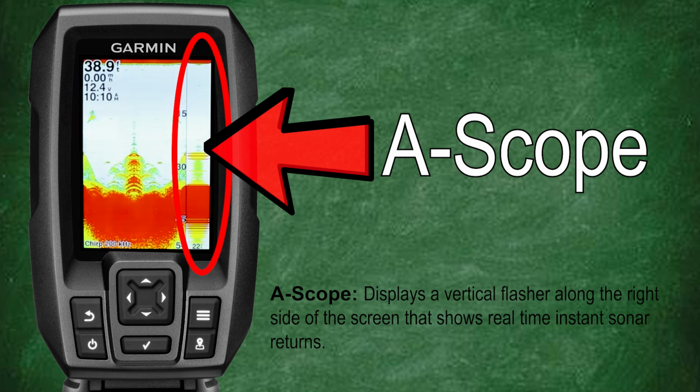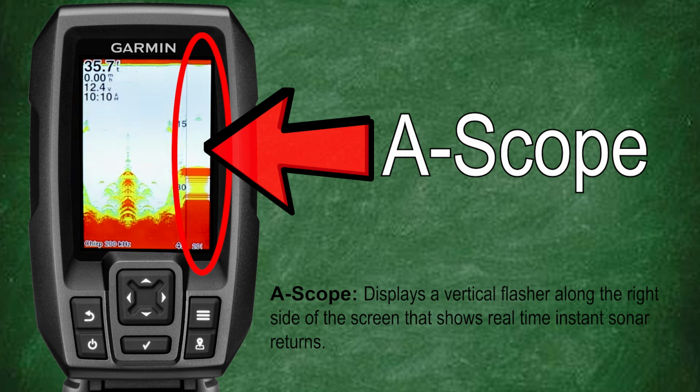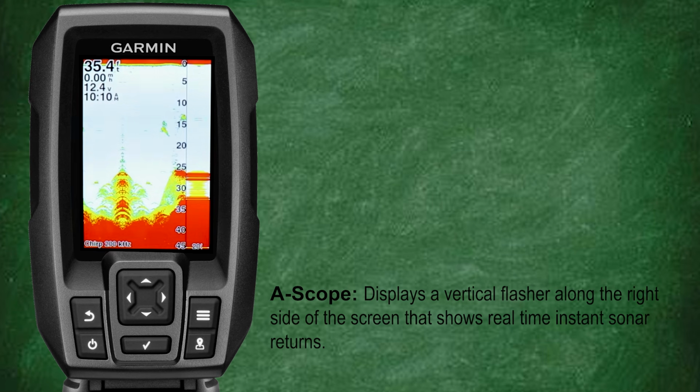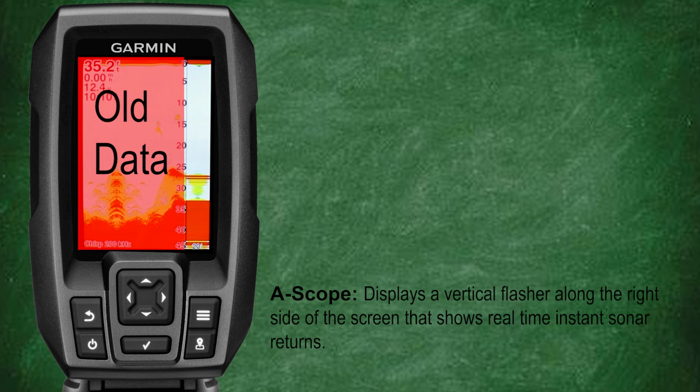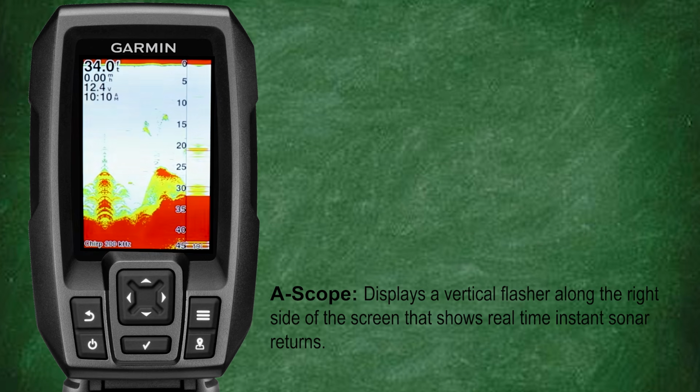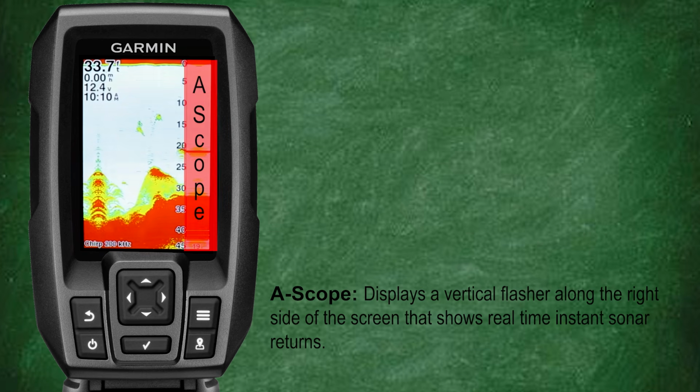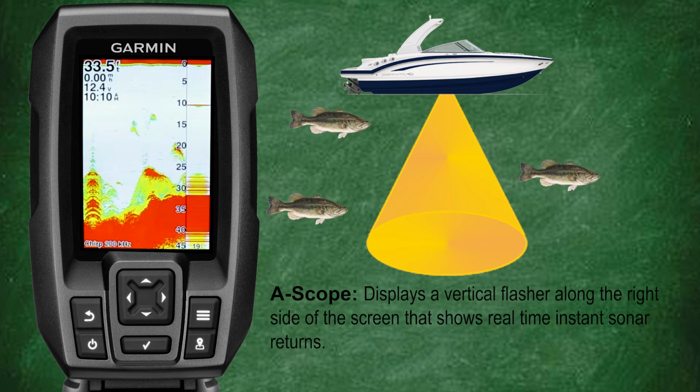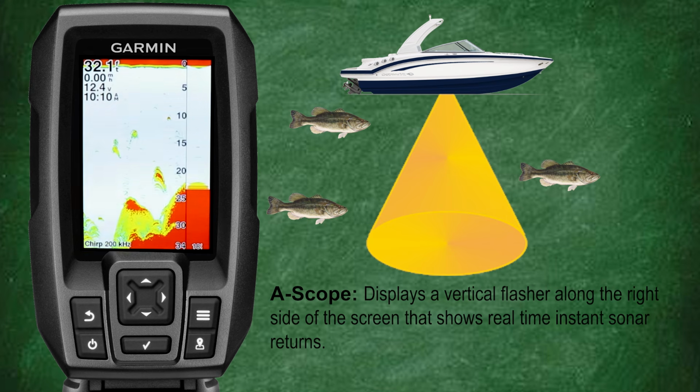The A-scope shows real-time data from within your sonar's transducer cone. The one thing we have to understand about our sonar screen is that all the data we see on the left-hand side of the screen is old data. That means the only real-time information we have is located right here in the A-scope. So once you see that fish arch on the left side of the screen, that fish is actually already outside your transducer's cone, which means that fish is no longer in the general area directly underneath your boat.